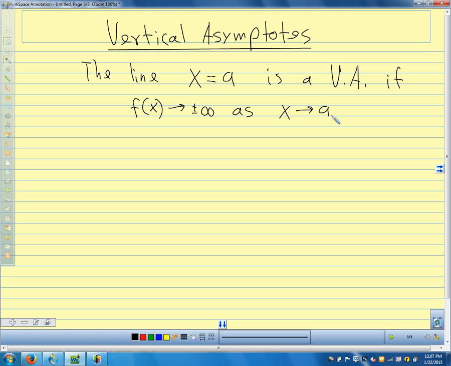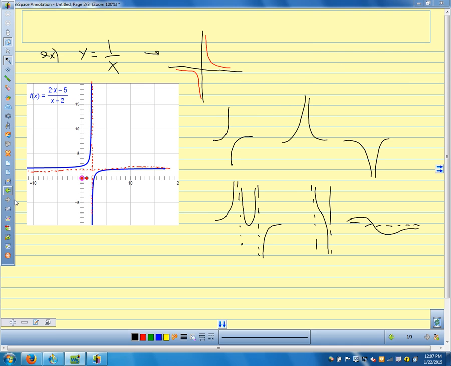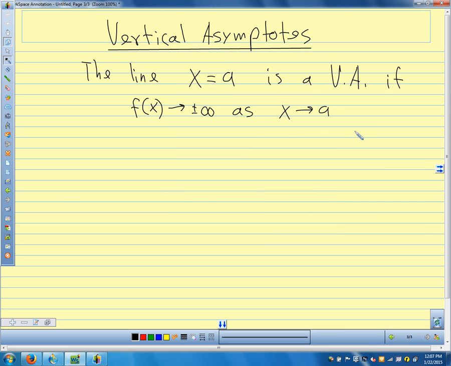Sounds complicated, but all this is saying is, let's go back to this picture. As x gets close to 2, my function approaches negative infinity. On this side, as x gets close to 2, my function gets really, really big and approaches positive infinity. That's what we mean by a vertical asymptote. So the function shoots way up or shoots way down. And it's important to remember that vertical asymptotes are lines. So the vertical asymptote isn't 2, it's the line x equals 2.